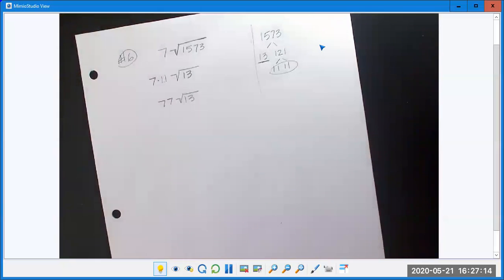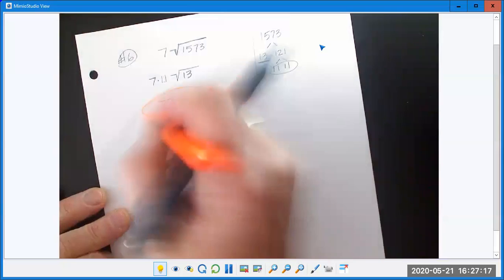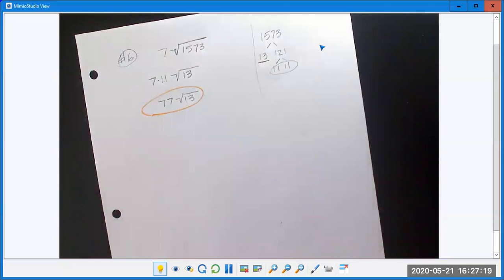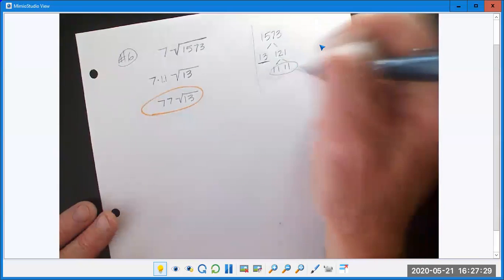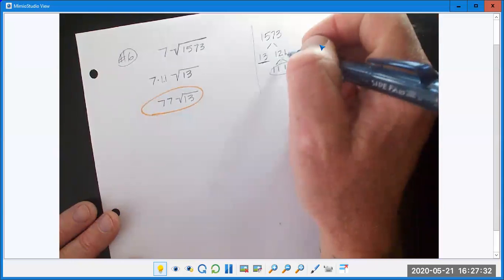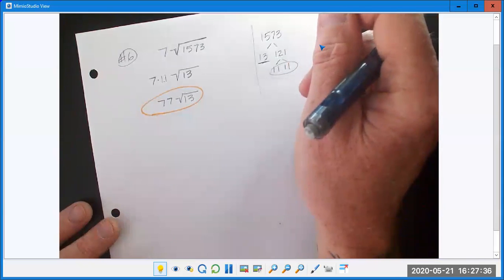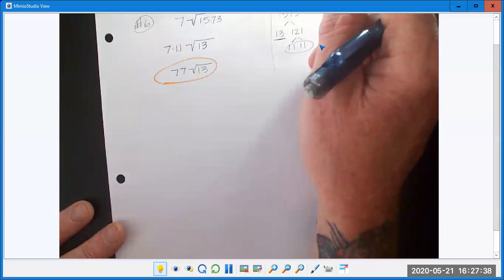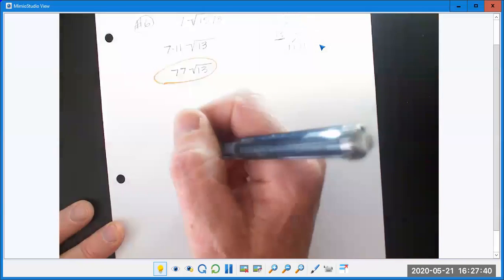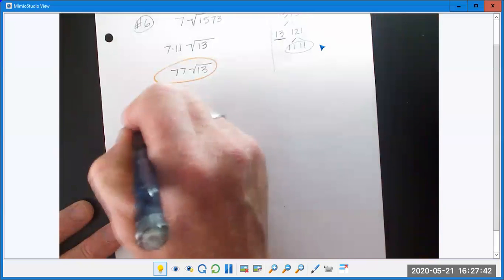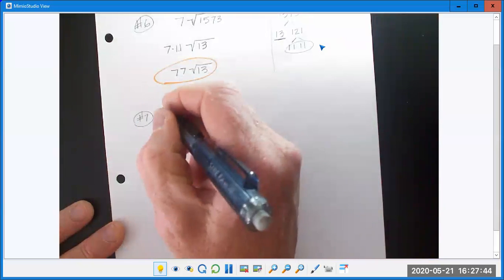All right, another toughie. Remember, always try to go for perfect square numbers if you can. I started to guess and check. I came up with 13, and that ended up working out. I don't know how you would know that 121 goes into it, but hey. All right, moving on to number 7, halfway home.